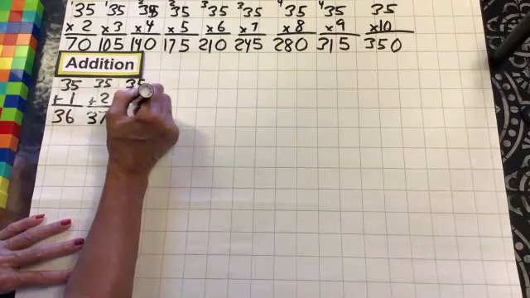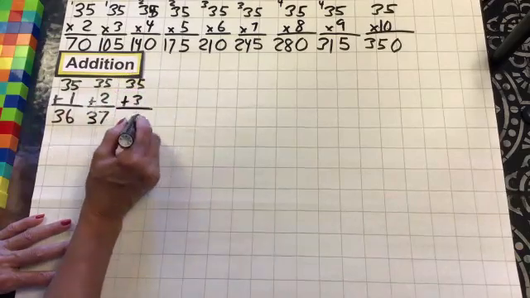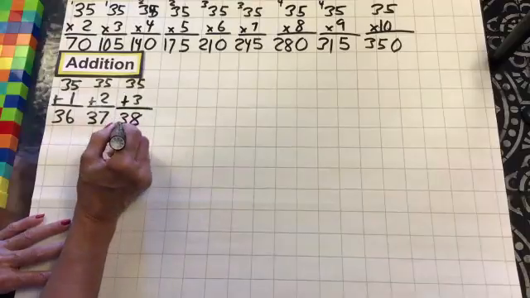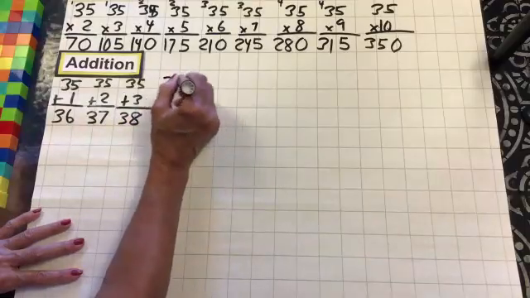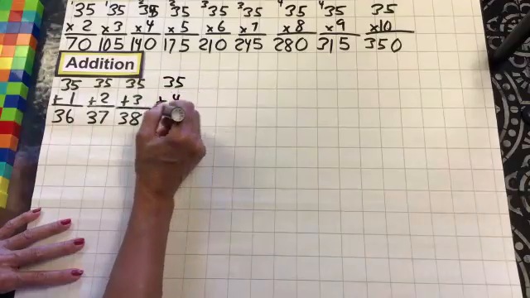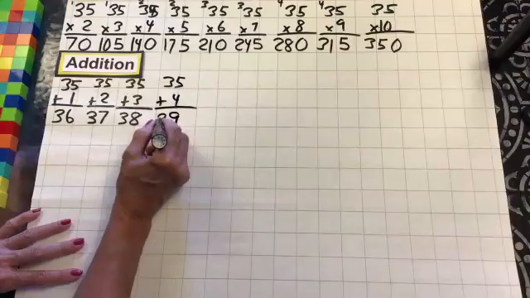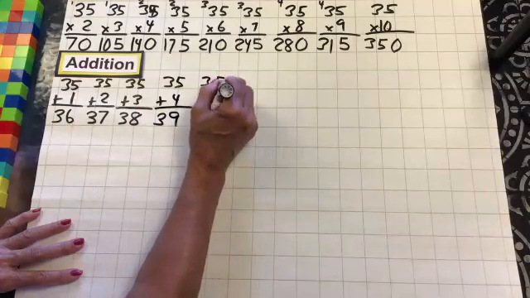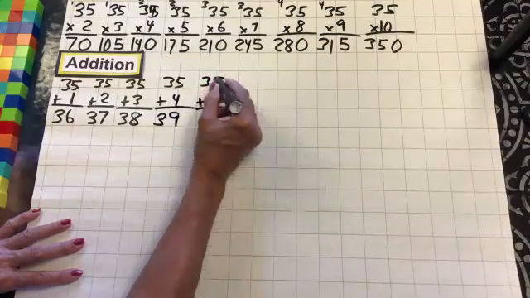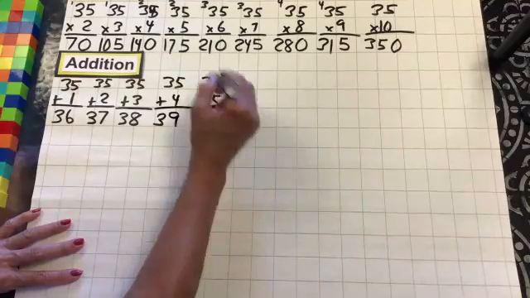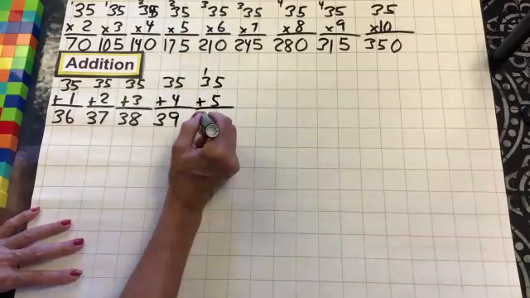35 plus 3. 5 plus 3 is 8. 3 plus nothing is 3. 38. 35 plus 4. 5 plus 4 is 9. 3 plus nothing is 3. 35 plus 5. 5 plus 5 is 10. We drop the 0, carry the 1. 1 plus 3 is 4.